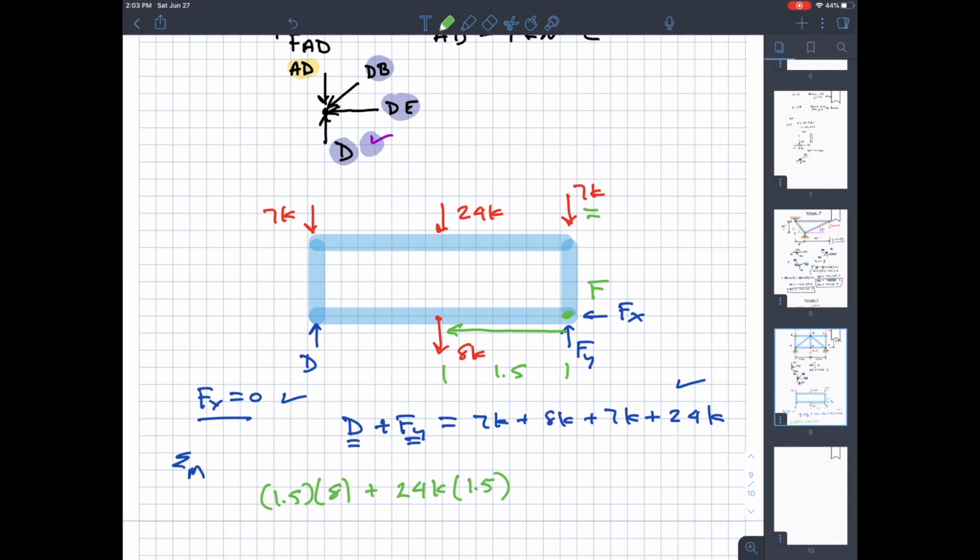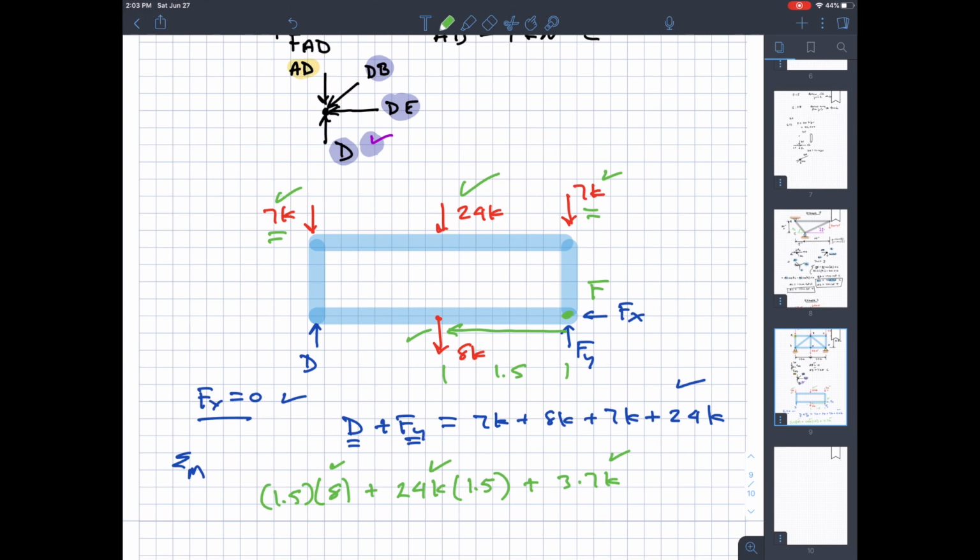Then I have 7K, and the moment arm to this 7K force is 3. So 3 times 7K, and that one's also generating counterclockwise rotation. So I think I've taken care of all of them. I took this one, it's right here. This one is right here. This one doesn't matter because its line of action goes through the point that I'm writing the moment around. And then 8K.